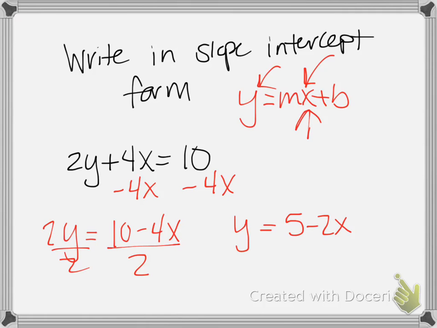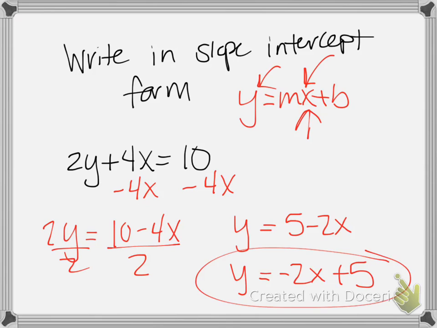But my x needs to be here because we're trying to get it in slope-intercept form. So I'm going to get y equals negative 2x. That negative goes with it, plus 5. Now it's in a form that I can graph it.